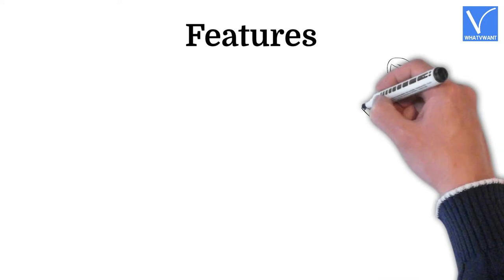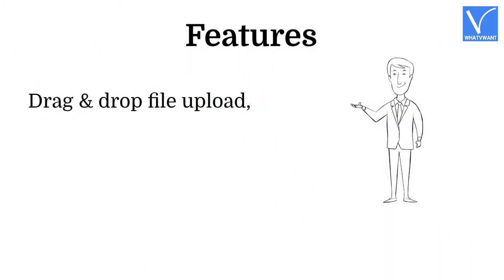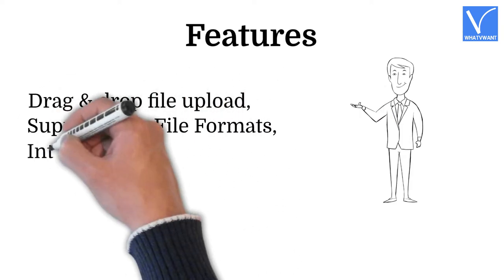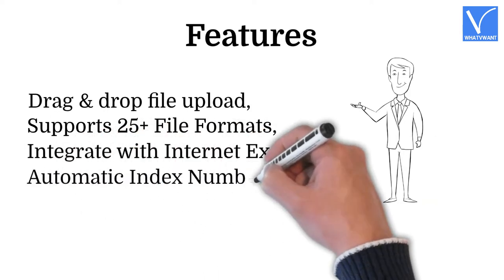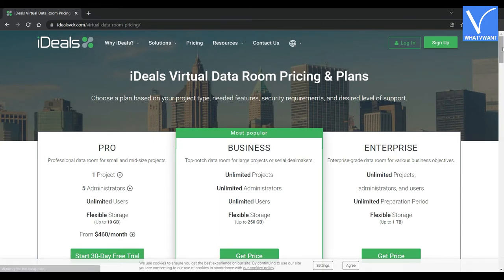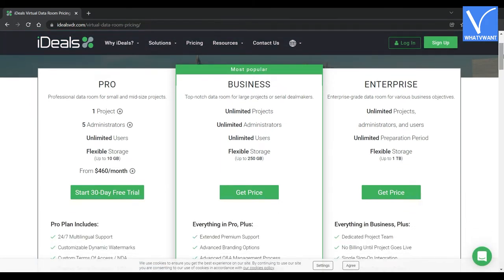Features: drag and drop file upload. Supports 25 plus file formats. Integrate with Internet Explorer. Automatic index numbering. Pricing: Ideals provides its virtual rooms in 3 different plans, such as Pro, Business, and Enterprise. The prices of all the plans are as displayed on the screen.